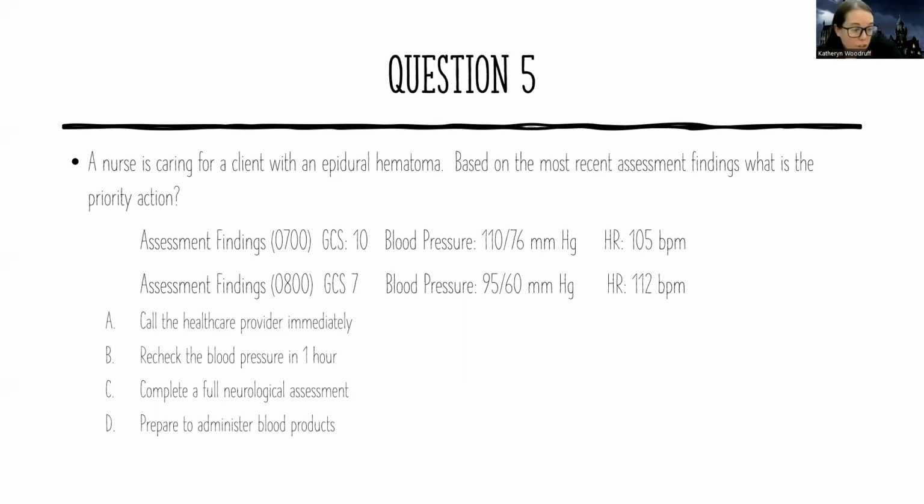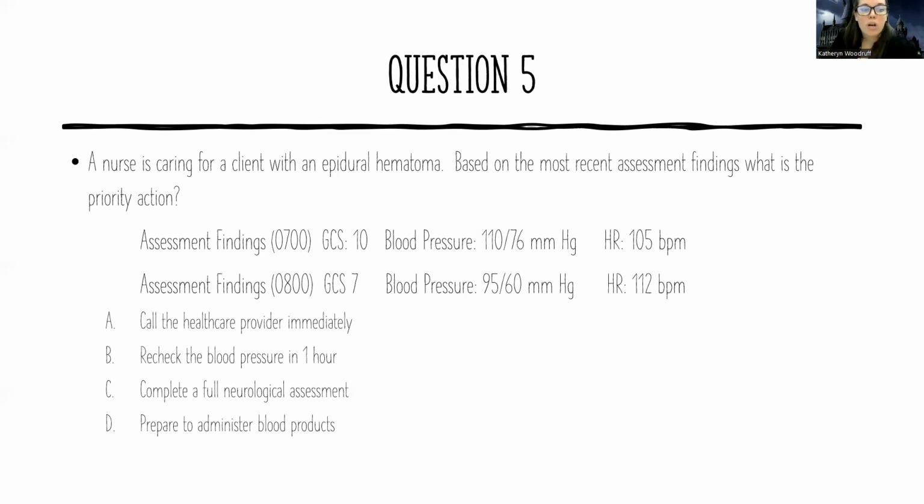C is complete a full neurological assessment. So this goes back to my question, do they need more information? If I called a doctor and told them, hey, my GCS has gone down to a 7, my blood pressure is this, my heart rate is this, here's what the patient's admitted for, does that give them enough information, or do they need something else?